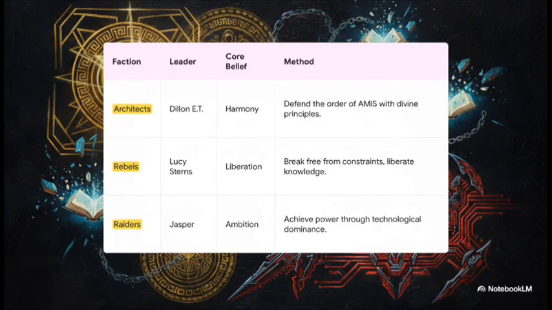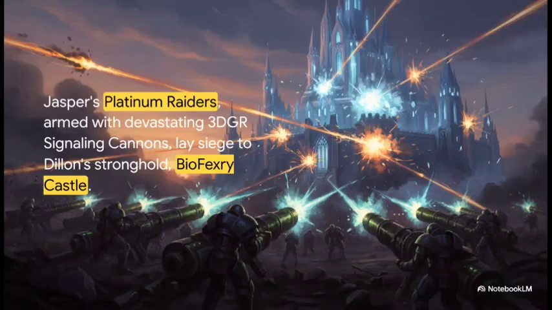You've got Dylan's architects defending harmony, Lucy's rebels fighting for the liberation of knowledge, and Jasper's raiders driven by nothing but pure ambition and a desire for technological dominance. Three leaders, three core beliefs, and they're all on a collision course. And the war starts with a bang.